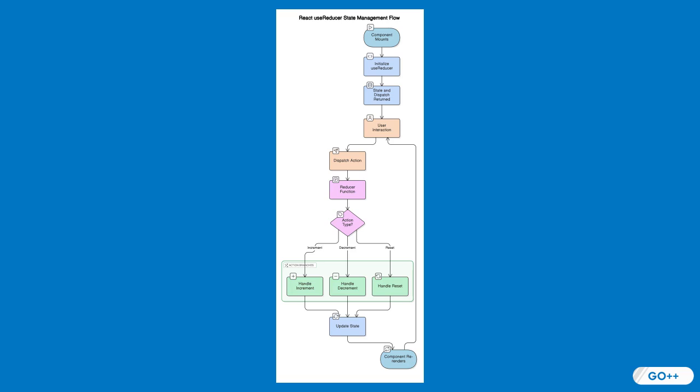Actions are plain objects that describe what happened, typically with a type and payload. The dispatch function sends actions to the reducer, triggering state updates. This method is particularly useful for applications where state updates depend on previous state values, ensuring predictable state transitions.